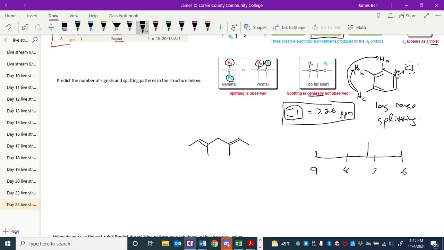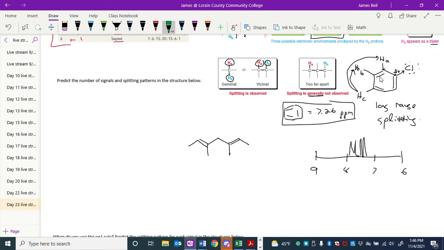So if hydrogen A has a little electron density withdrawn from it by the electronegativity of the chlorine, it might be closer to 8. So I might see a signal for that. HA is going to be split by B and probably C. So if HA is here and it's split into a doublet by B, that would be split into another pair, that would be split into a pair of doublets by hydrogen C. So that would be A.